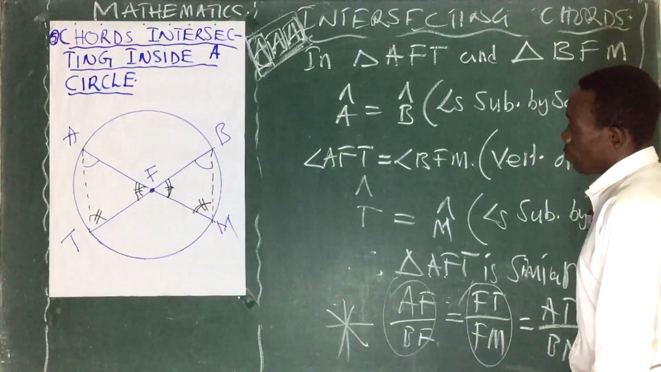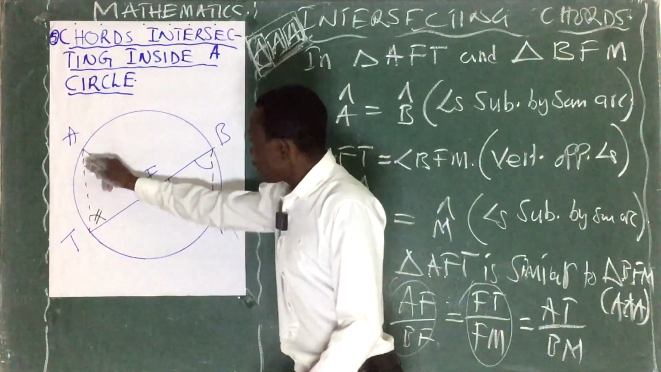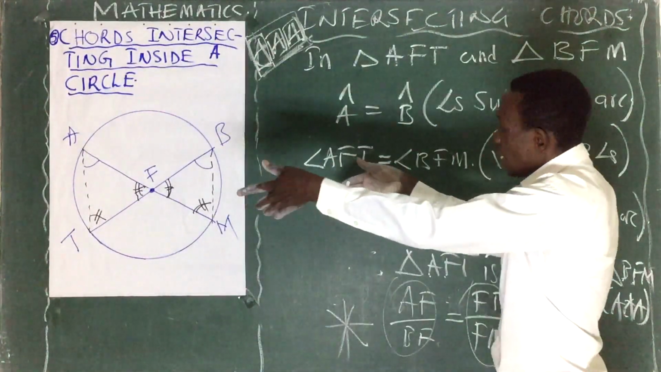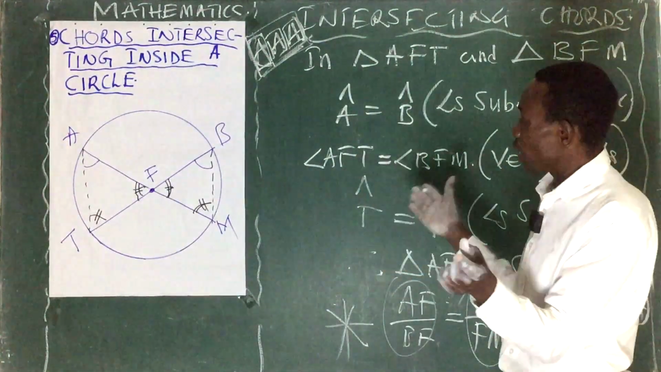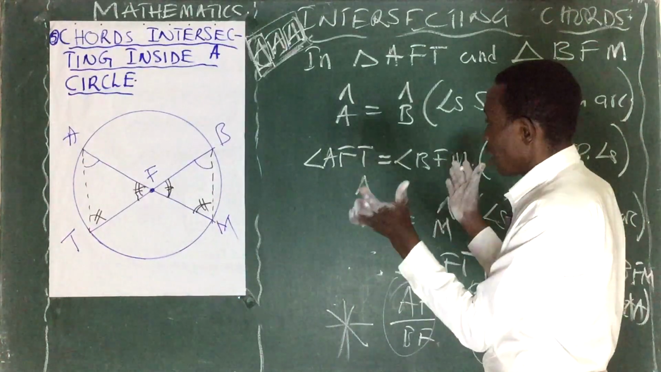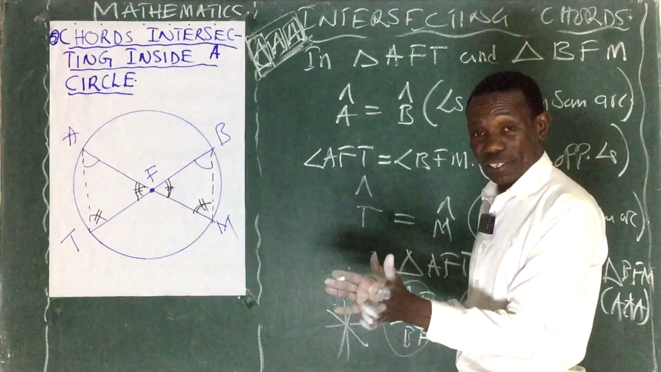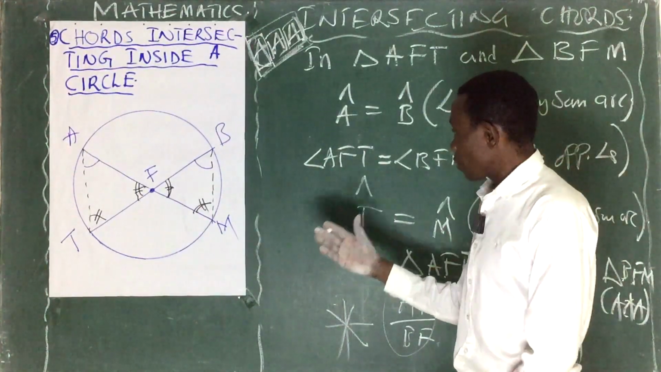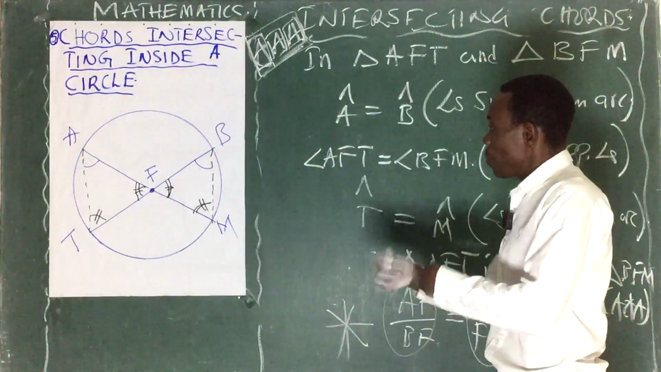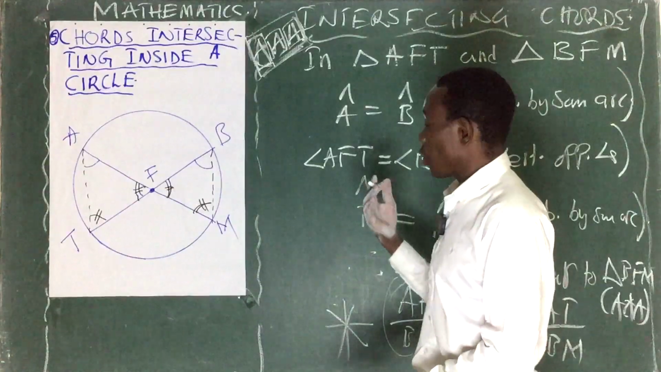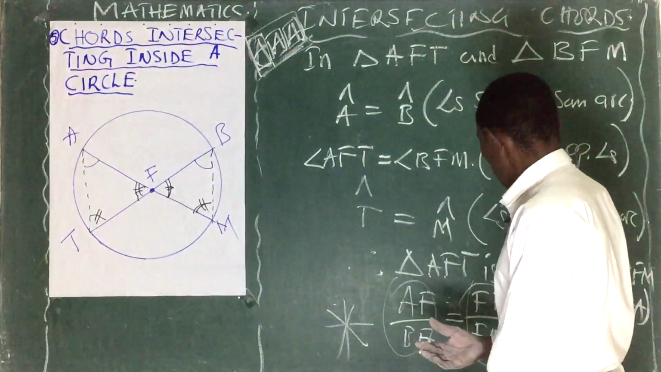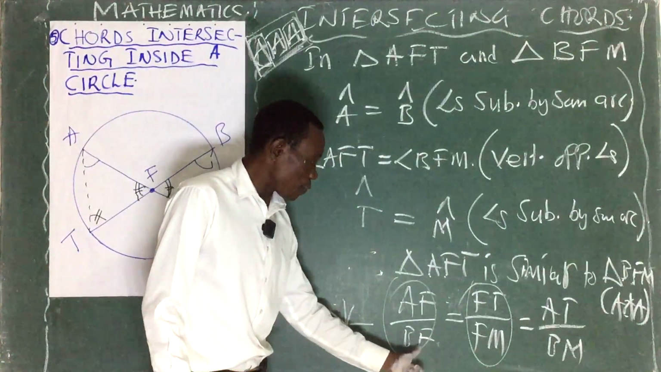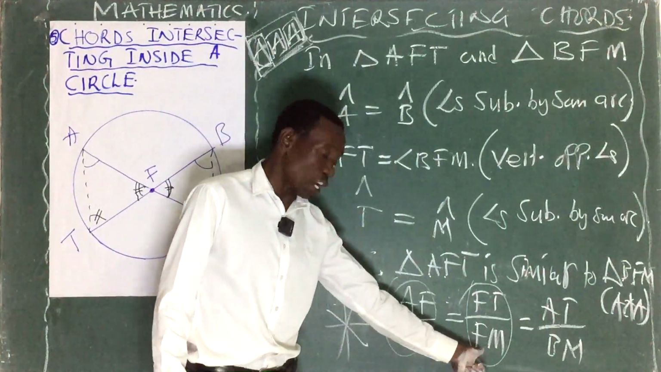But AT and BM, they're not part of the chord. They were just lines constructed in order to give us a complete triangle on both sides, so we don't regard them as part and parcel of our discussion. They were just helping us to come up with what we need to know. So let us concentrate on the two ratios, AF to BF and FT to FM.